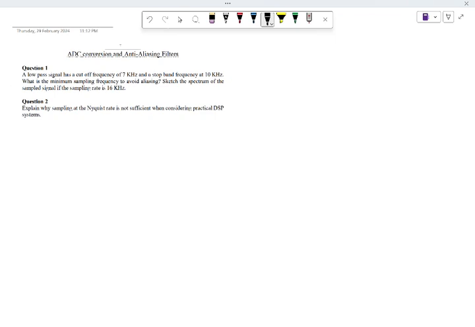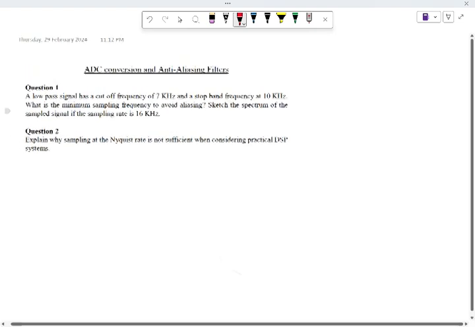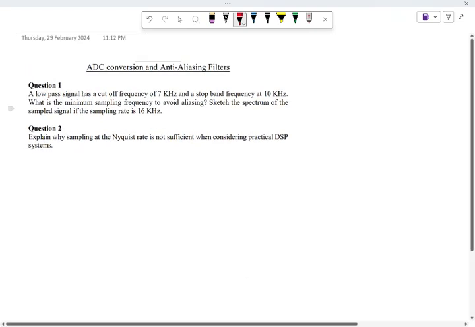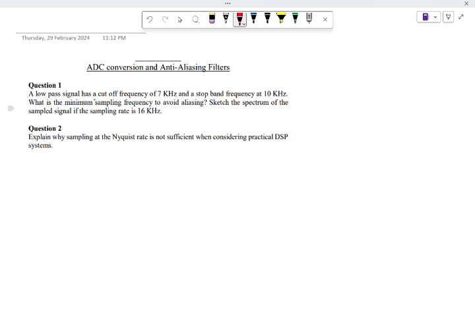Question 1, we talk about a low-pass signal that has a cutoff frequency of 7 kHz and a stop band frequency at 10 kHz. So what is the minimum sampling frequency to avoid aliasing?